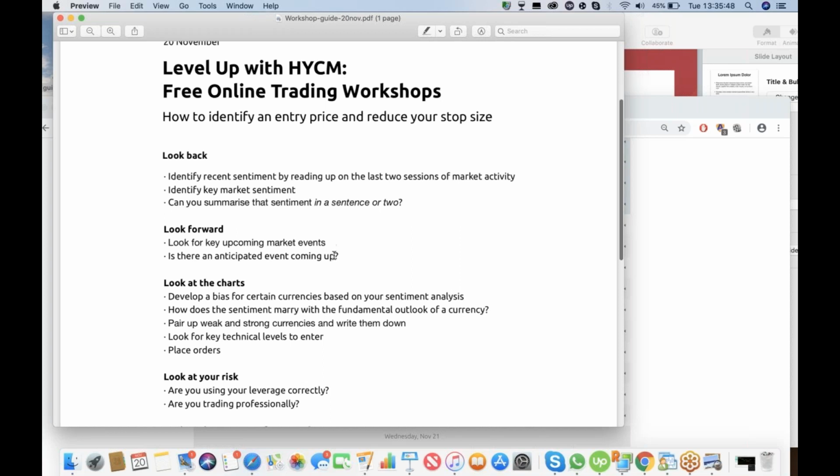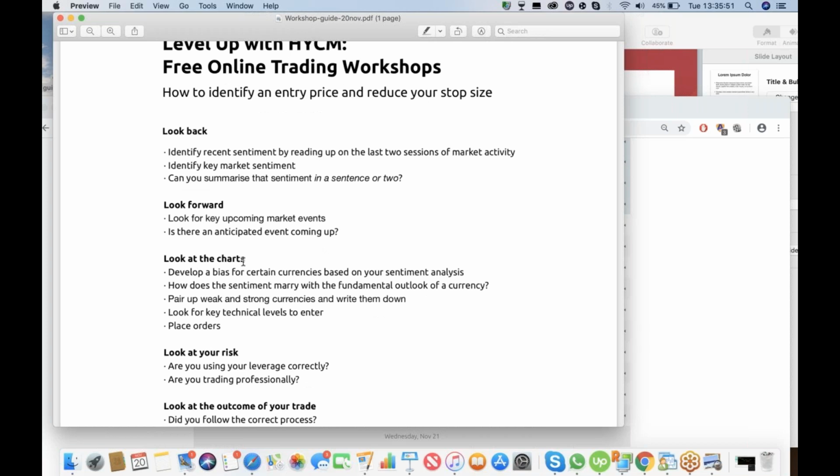So now we turn to look at the charts. We've had to do all that work before we even look at the charts, and now we're looking at the charts with a much more confident bias. Now this is where we're going to get specific. You might think sometimes, do we just open up the charts and look for lots of different technical places to enter? No, we don't. Instead, we develop a bias for certain currencies based on our sentiment analysis. So we may only be looking at one, possibly two currencies to trade. That's the way we do it.